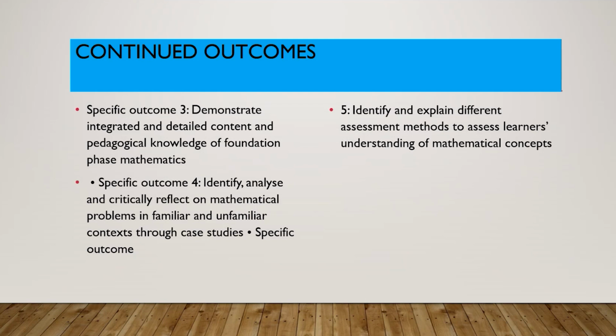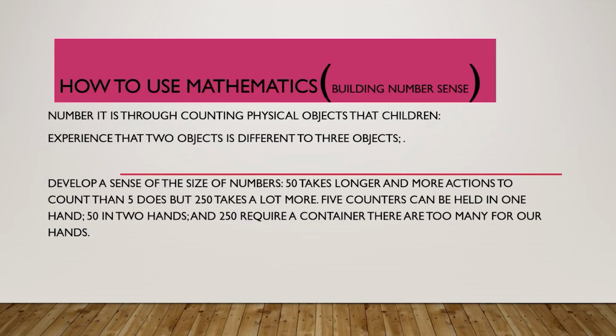Another thing that we're going to be looking at is identifying, analyzing and critically reflecting on mathematical problems that are familiar and unfamiliar, and how to do that using case studies and context. Identify and explain different assessment methods, meaning that there isn't one way to assess learners. Remember, when we assess learners, we do observations, we use rubrics, we do formal written assessments, informal assessments, verbal assessments in the class, and using cues.